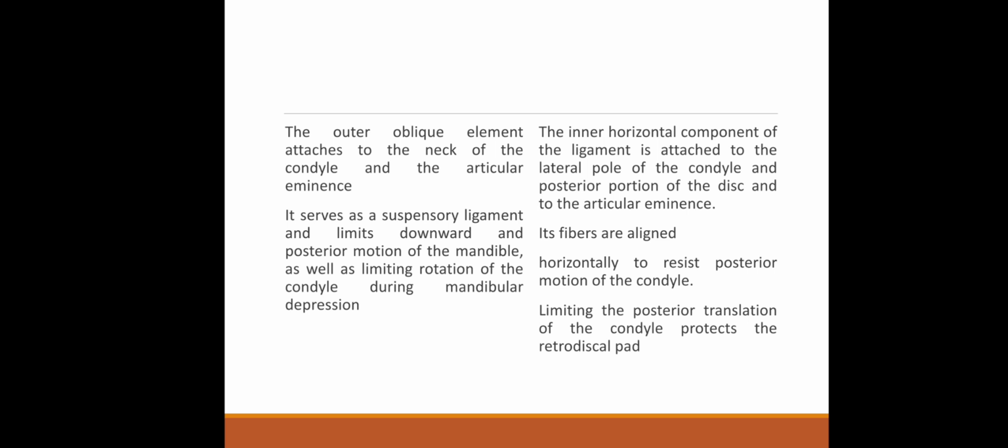The outer oblique element attaches to the neck of the condyle and the articular eminence. It serves as the suspensory ligament and limits downward and posterior motion of the mandible, as well as limiting rotation of the condyle during mandibular depression. The inner horizontal component of the ligament attaches to the lateral pole of the condyle and the posterior portion of the disc and the articular remnant. It is fibrous and aligned horizontally to resist posterior motion of the condyle, protecting the retrodiscal pad.